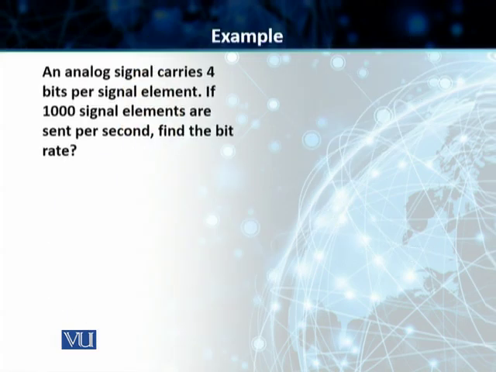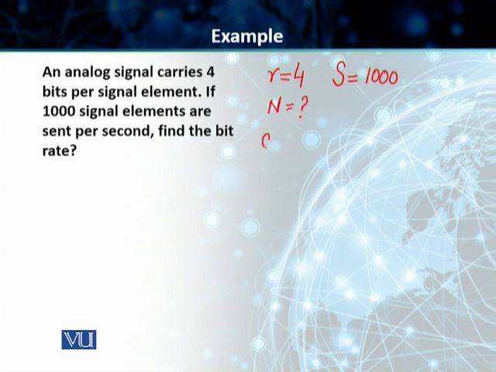signal. Students, in this case, what we have is an analog signal which can carry 4 bits per signal element. The question is, if you've got 1000 signal elements which we are sending per second, then we need to find the bit rate. Students, the value of R is 4 bits per signal element. The value of S in this particular case, which is our signal rate, is 1000. And we need to find the value of N, which is our bit rate.